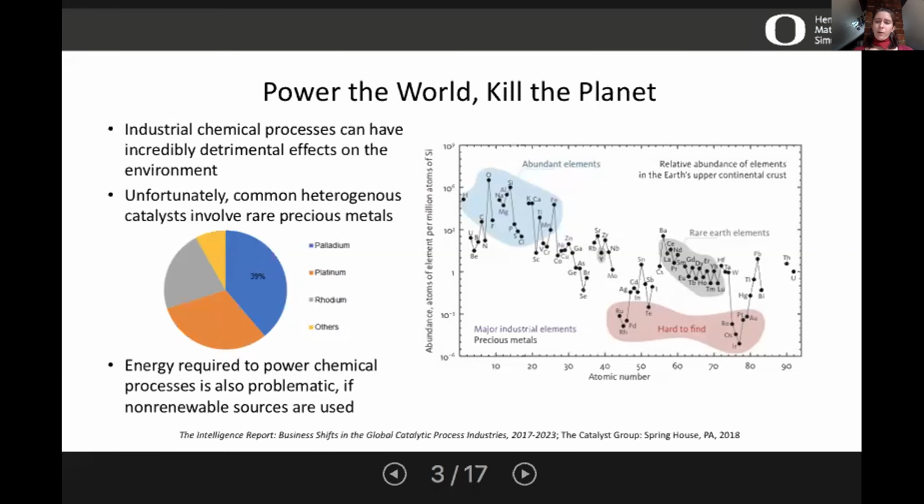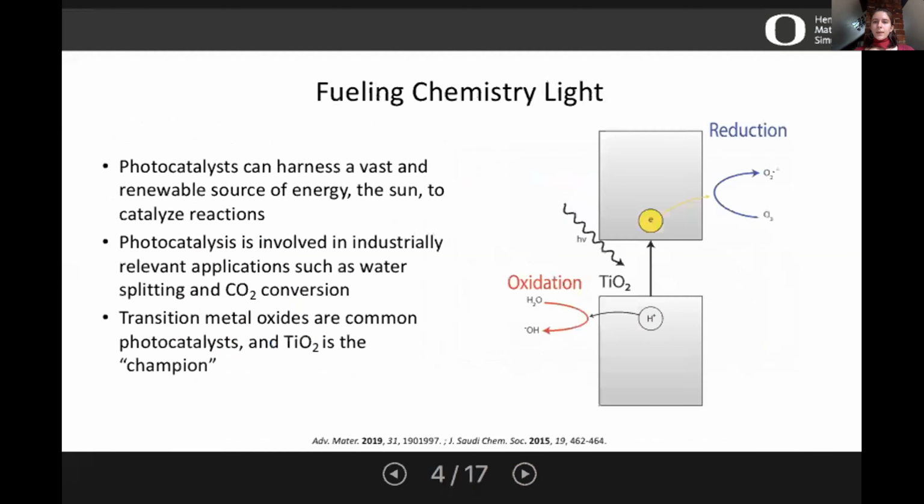The energy required to power chemical processes is also important, and our current dependence on non-renewable energy sources is detrimental to our very future on this earth. But photocatalysis, which is the acceleration of a photoreaction, a reaction involving light in the presence of a catalyst, utilizes the renewable energy of light. And ideally, we could harness the vast and renewable energy of the sun, although that is not always possible, as we'll see later. And photocatalysis is involved in industrially relevant applications, including water splitting and CO2 conversion.